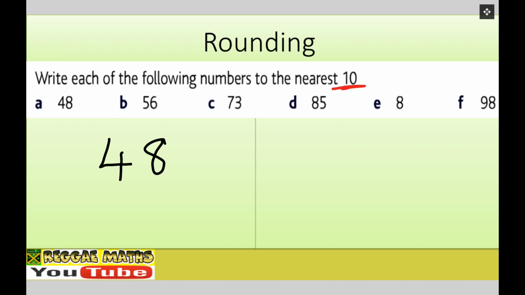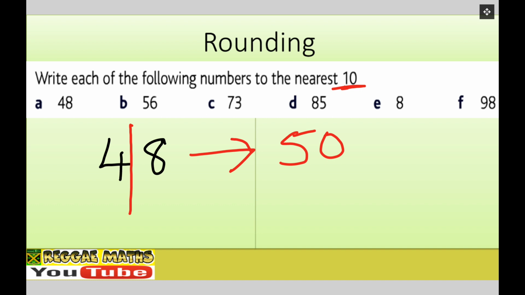Okay, so what we need to do here to make the decision, we got 48. So 48, what I'm going to do here is draw the line, get into the practice of drawing the line here. We're going to look at the unit, and we're looking at the 10. If the unit number is 5 or more, we add 1 to the 10 number. So in this case, 48 is 50. So we round up.